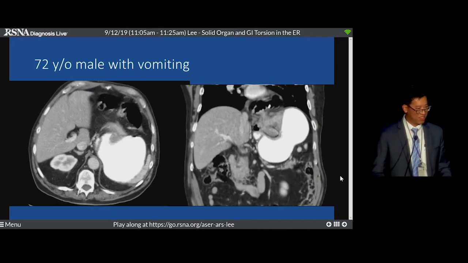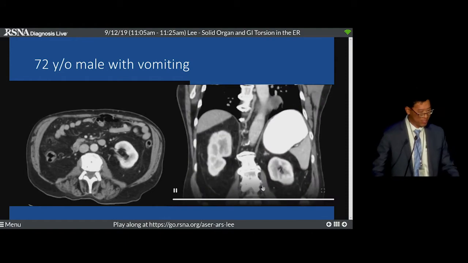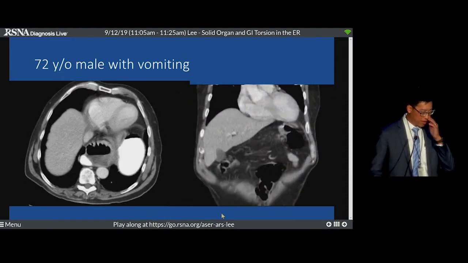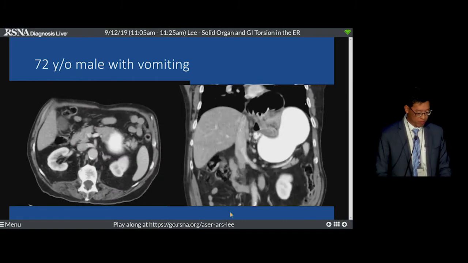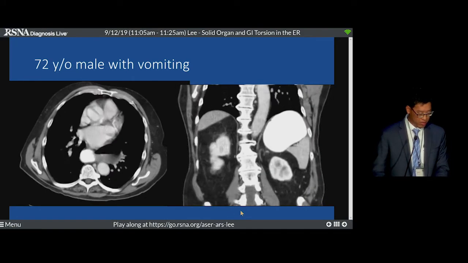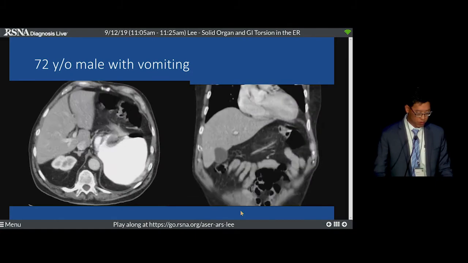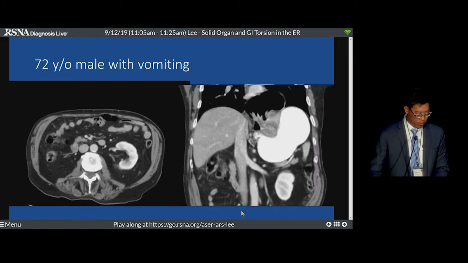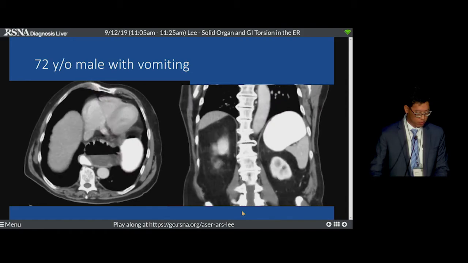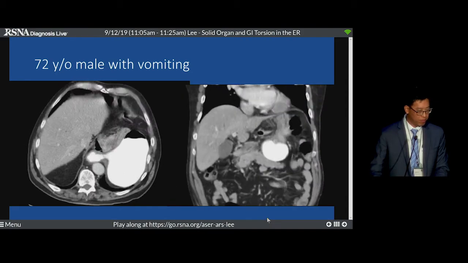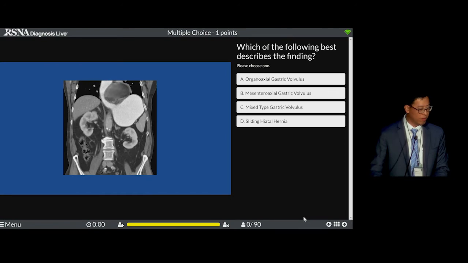Hopefully I won't send anybody into seizure activity here, but there are two playing videos. This goes along with Dr. Melnick's presentation. We have a 72-year-old gentleman with a history of vomiting. We'll move on to the diagnosis live question. Which of the following describes the findings? A, organoaxial gastric volvulus; B, mesenteroaxial gastric volvulus; C, mixed type gastric volvulus; or D, a sliding type hiatal hernia.